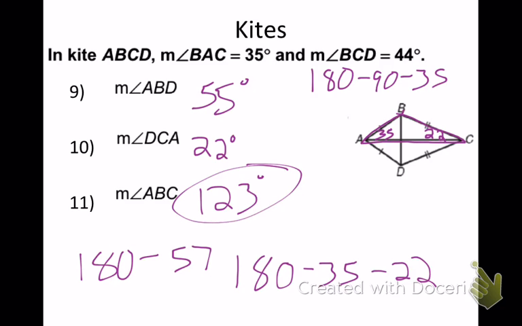Why'd you do 35? Because BAC was 35. That gave me that angle right there. And then I found out this angle was half, so 22. So I'm looking for the third angle in that triangle, and that's where I got 123. So again, a lot of this today is using some of the old skills we've learned about triangles, bisectors, those type of things.